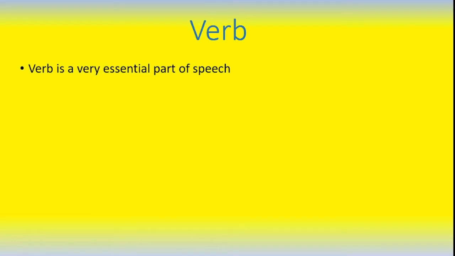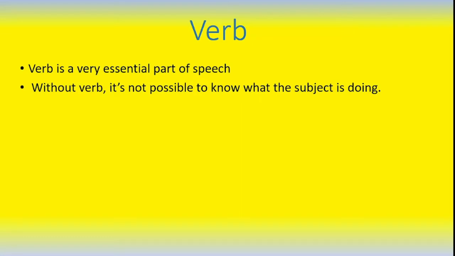One of the very important parts in a sentence is the verb. Without a verb, definitely we cannot have a sense or complete meaning in the sentence. So verbs are a very essential part of speech. Without a verb, it's not possible to know what the subject is doing. It is very difficult to know what the action of a subject in a sentence is, because we have studied that the role of a subject is the doer of the action. So without a verb, it is not possible to know what action is done by the subject.